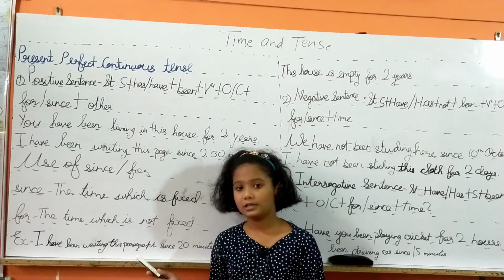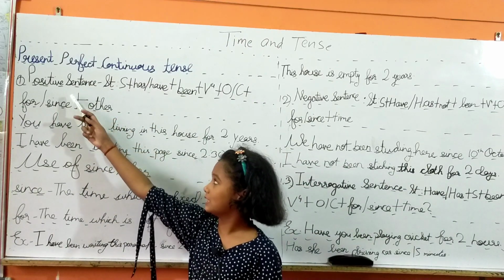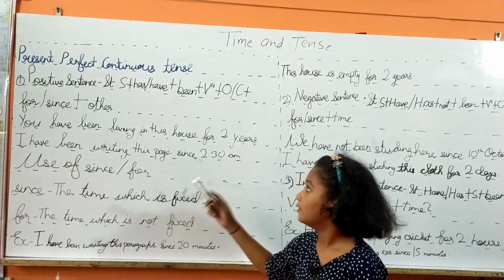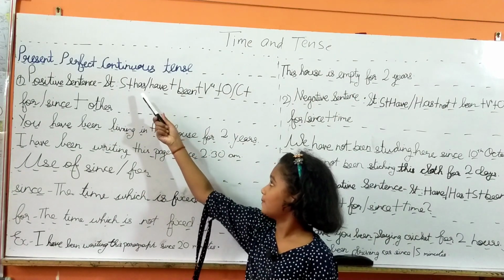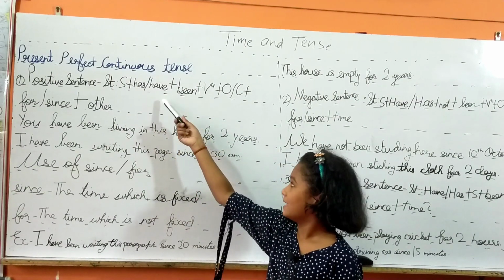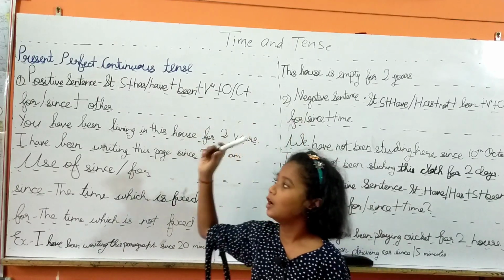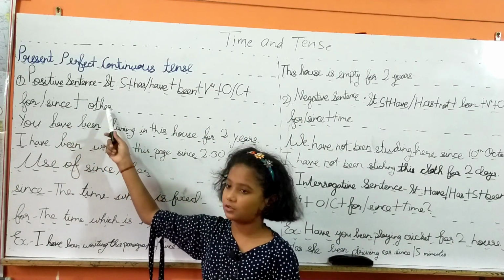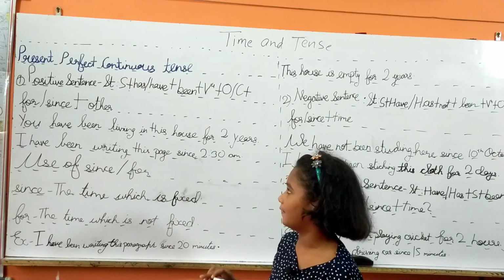Then we will see all the six subkinds. The first is the positive sentence. As you know, with the structures we will see everything. Subject plus have/has plus been plus V4 plus object/oblique complement plus for/since plus other. And examples are also given.